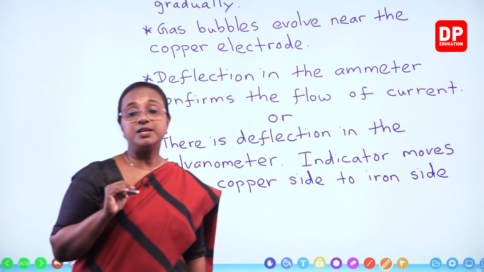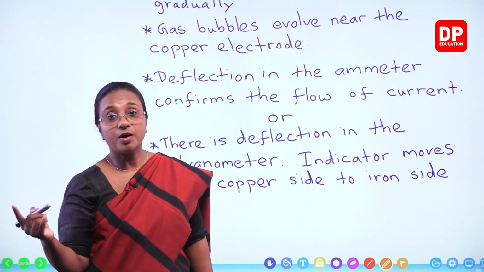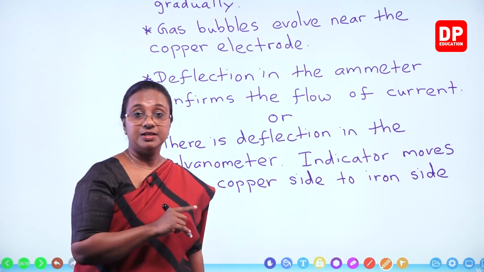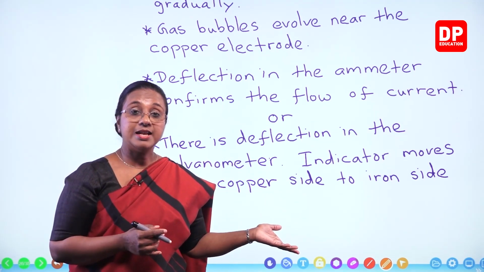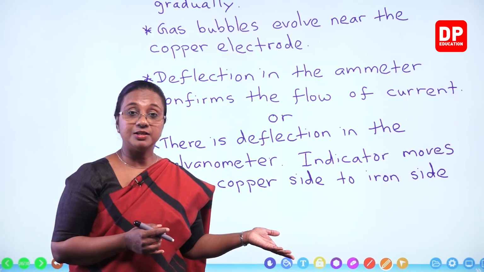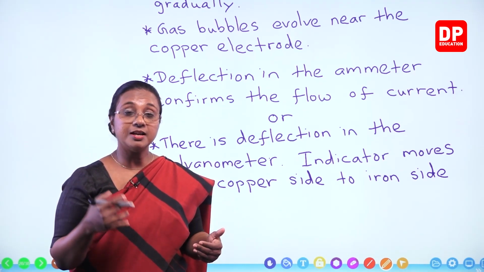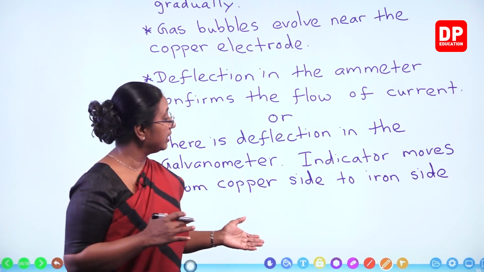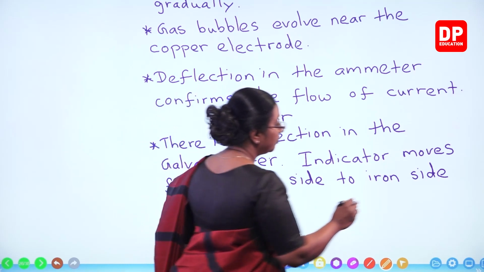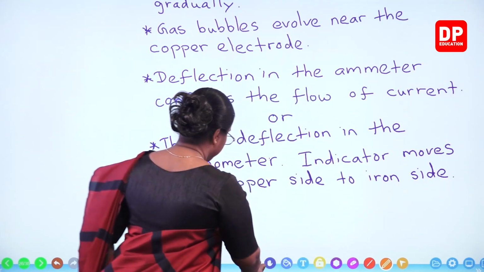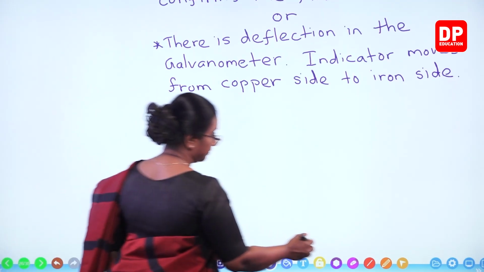So from that, what can you understand? Current flows from copper to iron. Copper is the cathode, the positive electrode. Iron is the anode, the negative electrode. And electric current, conventional current, flows from positive to negative, copper to iron. So you have to remember that. So from this, we can get some conclusions.